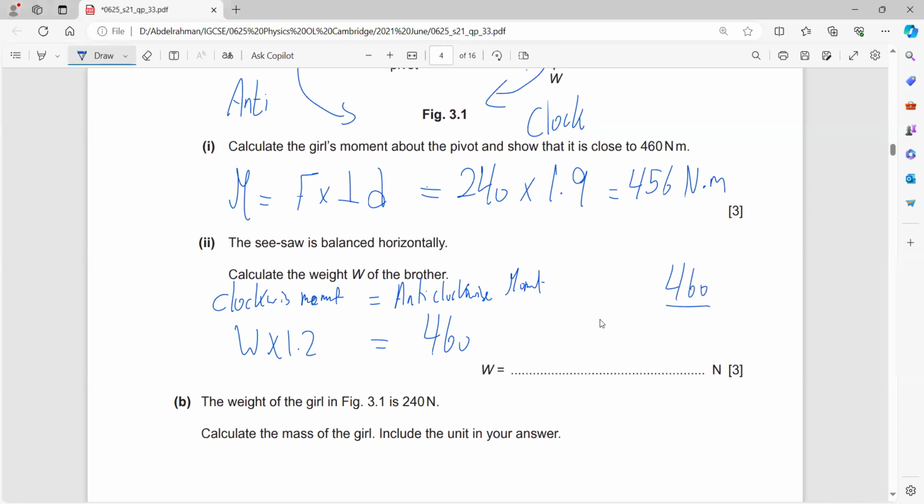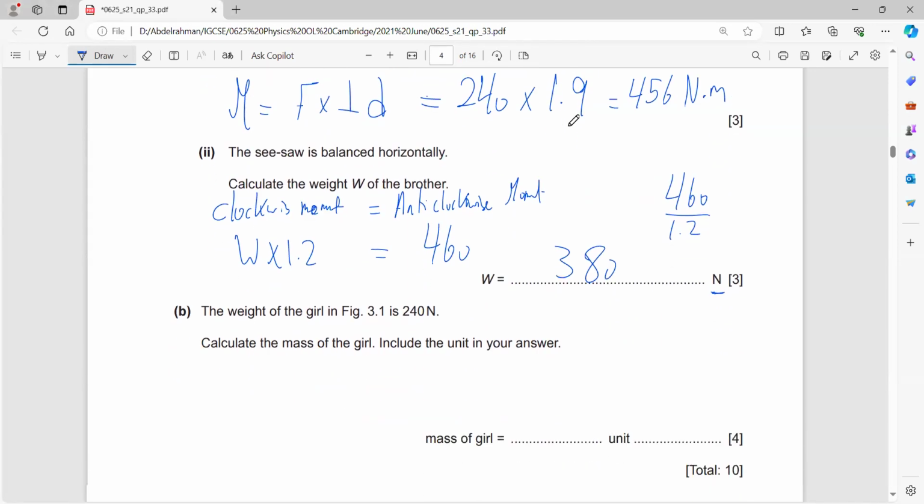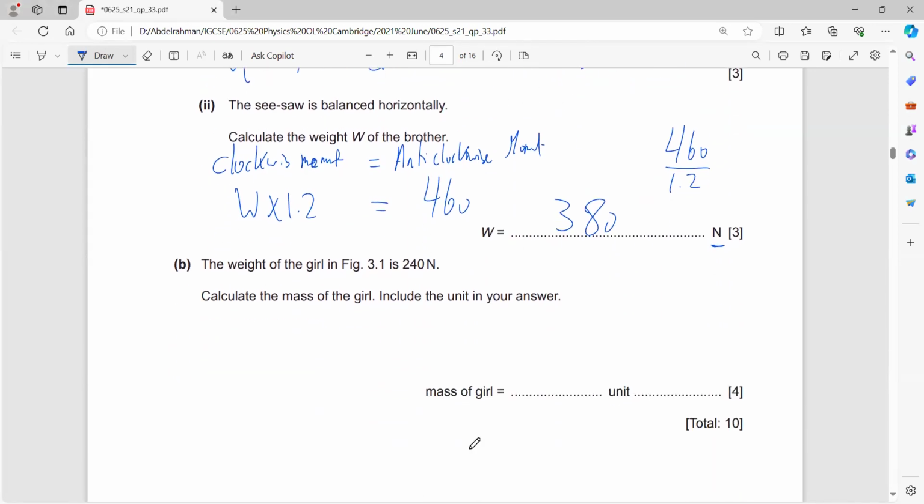460 divided by 1.2 would be what? 380, I guess. So 380, and he already gave me the unit, Newton. That's it. Or 383, they're both the same if you use 456.